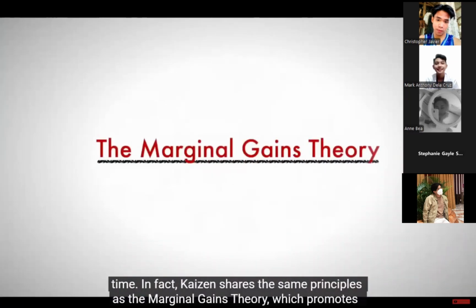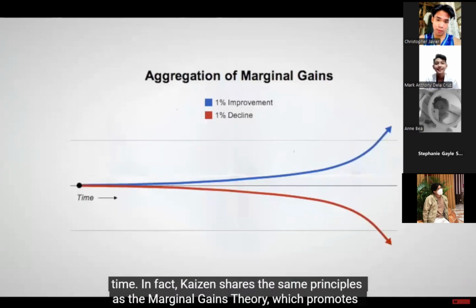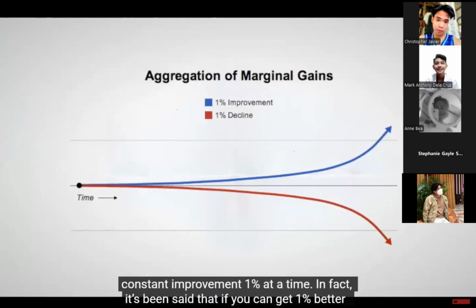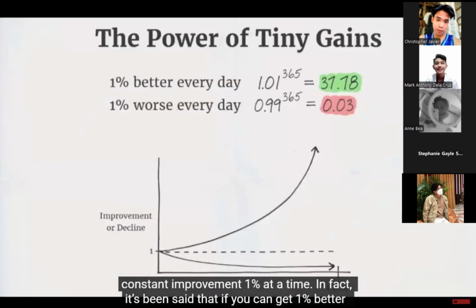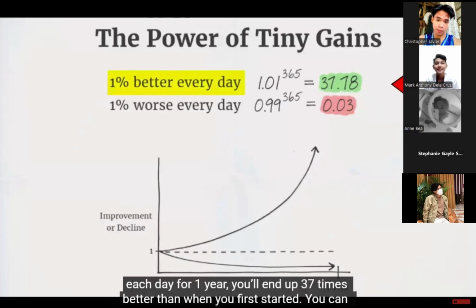Kaizen shares the same principles as the marginal gains theory, which promotes constant improvement 1% at a time. In fact, it's been said that if you can get 1% better each day for 1 year, you'll end up 37 times better than when you first started.